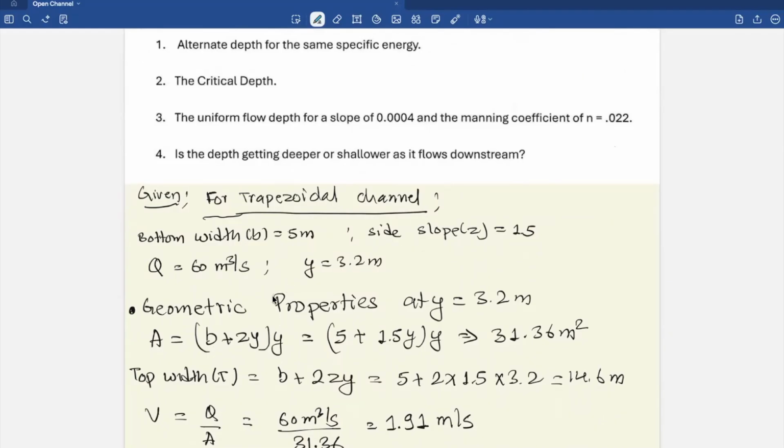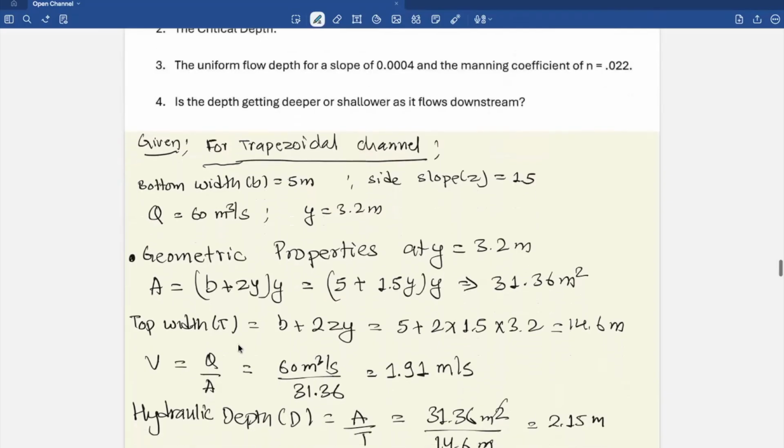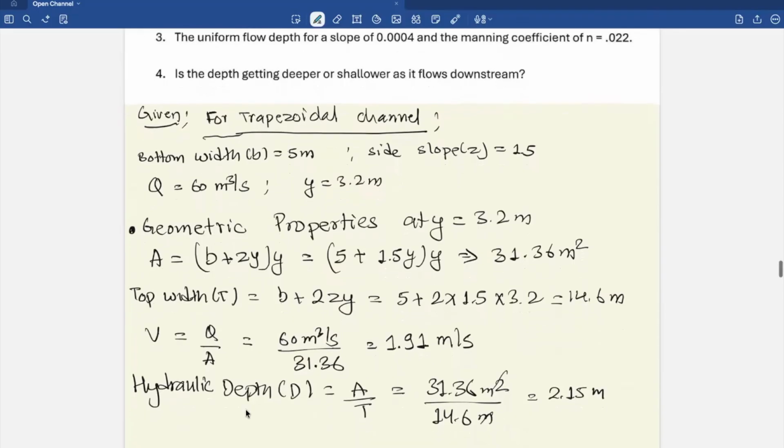For a trapezoidal channel, area will be equal to (B plus zy) times y, which will be equal to 31.36 meter square. We also need to compute the top width T, which will be equal to B plus 2zy, that gives us 14.6. It will be used in a later part. And velocity is equal to Q by A, so that gives us 1.91 meter per second. And hydraulic depth D, which is equal to A by T, equals 2.15 meter.